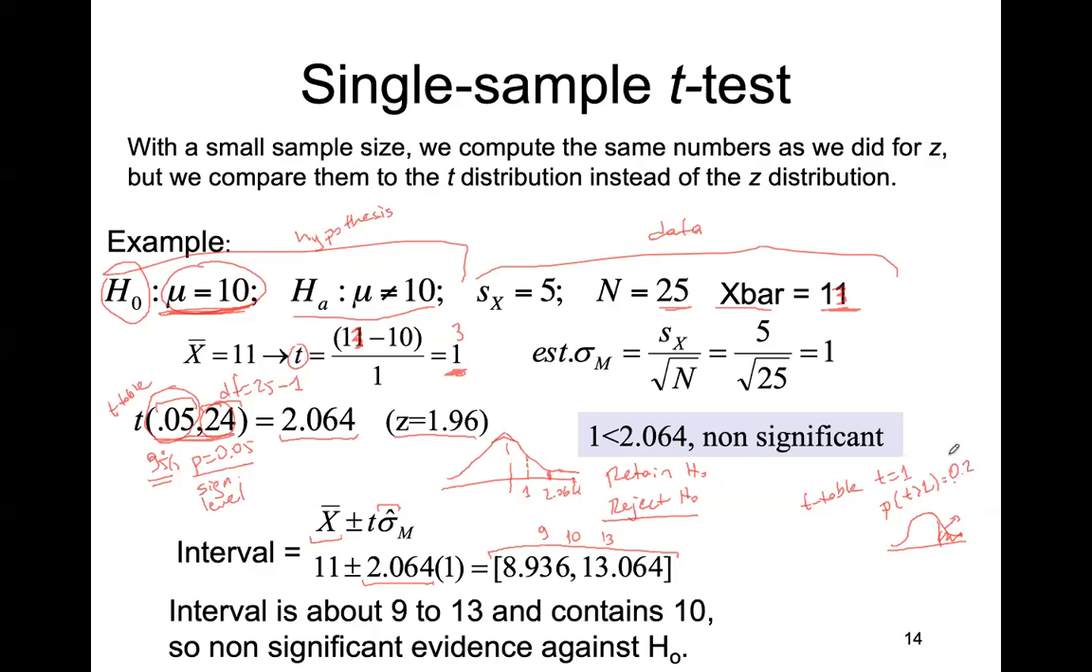Then I will say this 0.2 is greater than 0.05. So there is non-significant evidence. There is no significant evidence against H0. Okay, this is one way of doing it.